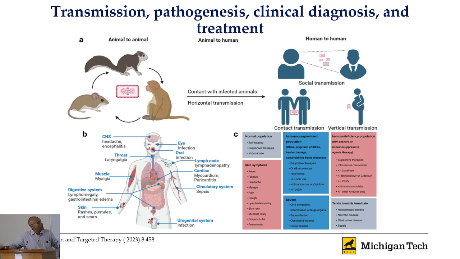A lot of tissues and organs get involved in it. It may involve the CNS, encephalitis. The virus goes to the brain too. Eyes, oral, lymph node, cardiac, name it, they have it. Even the urogenital system, skin definitely. That's why the rashes, and the digestive system. So all kinds of organs can get involved with mpox. So it's a kind of systemic infection. It's not a localized infection like pox.